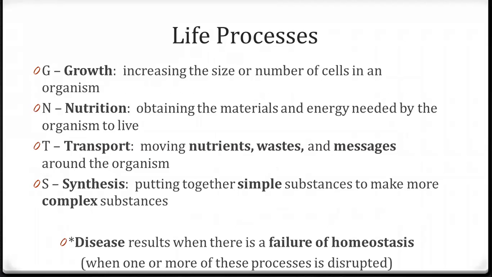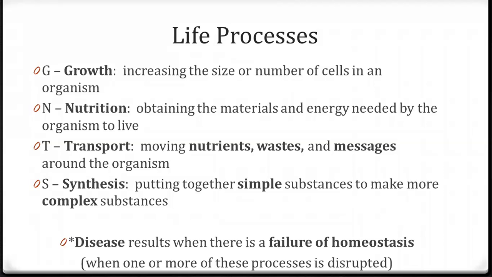N, nutrition, is obtaining the materials and energy needed to live. T, transport, moving nutrients, waste, and messages around the organism. S is synthesis, putting together simple substances to make more complex substances. And disease will result if there's a failure of homeostasis. So when one or more of these processes is disrupted, that's when your body may experience disease.